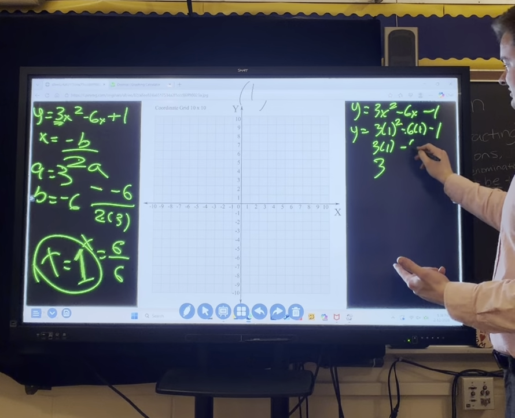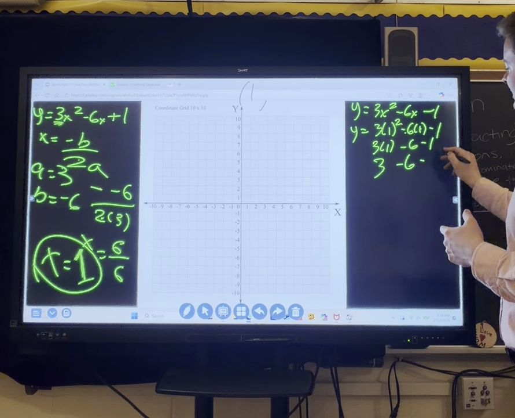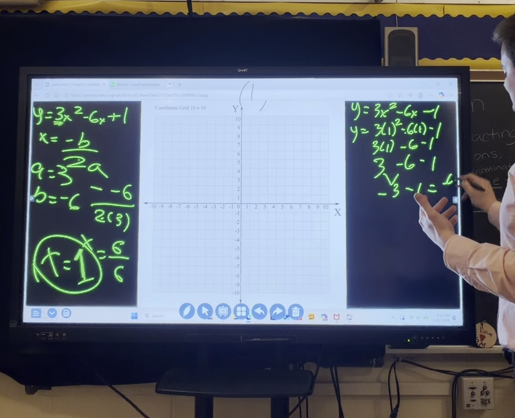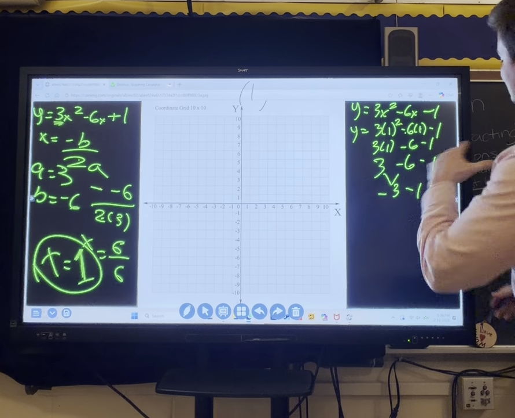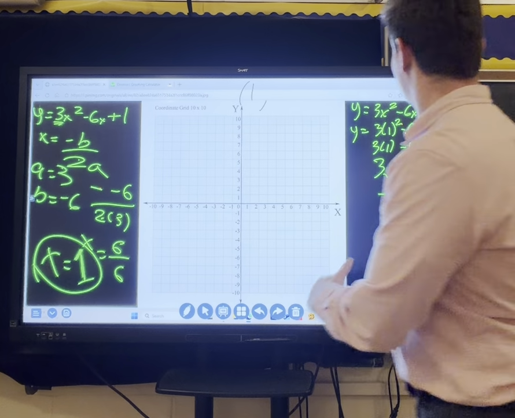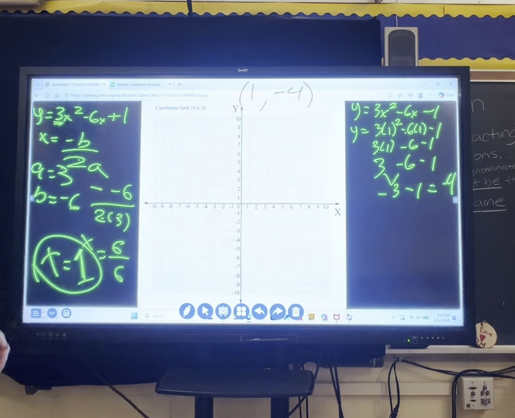Negative 6 times 1 is negative 6. And the 1 stays. 3 minus 6 plus 1. 3 minus 6 is negative 3. Then plus 1 is negative 2. So my answer is 1, negative 2.